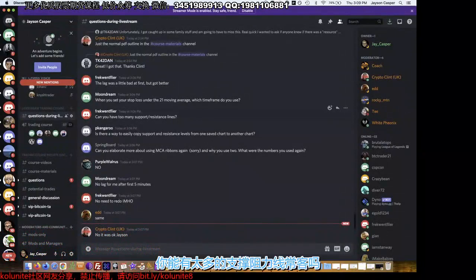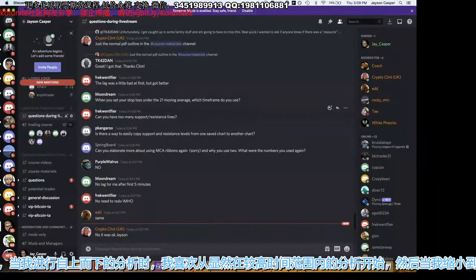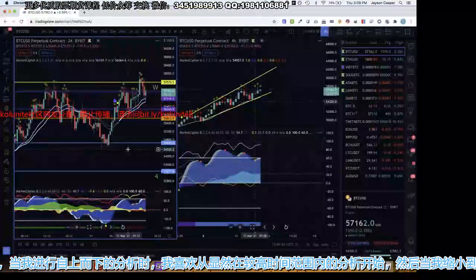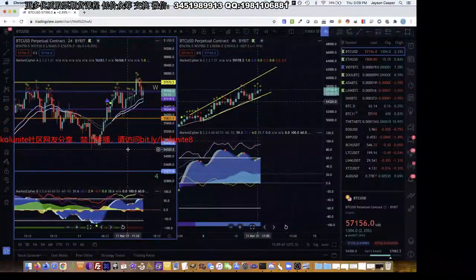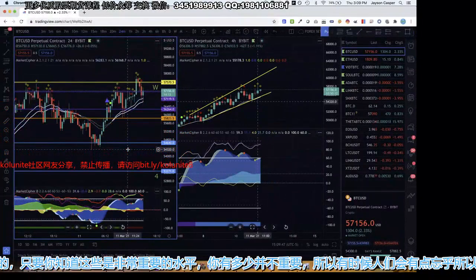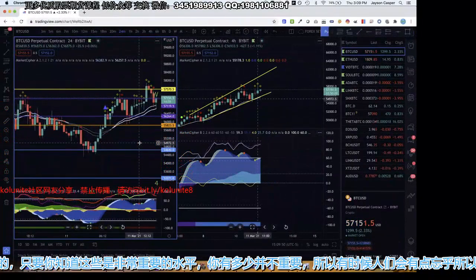Can you have too many support and resistance lines, frequent flyer? Yes, you can. And what I like to do when I'm doing my top-down analysis is I like to start with the ones obviously on the higher time frame, and then when I zoom down to where I'm actually trading, I might take some of them off. Really, it doesn't matter how many you have as long as you know that those are very important levels. So sometimes people get a little carried away.